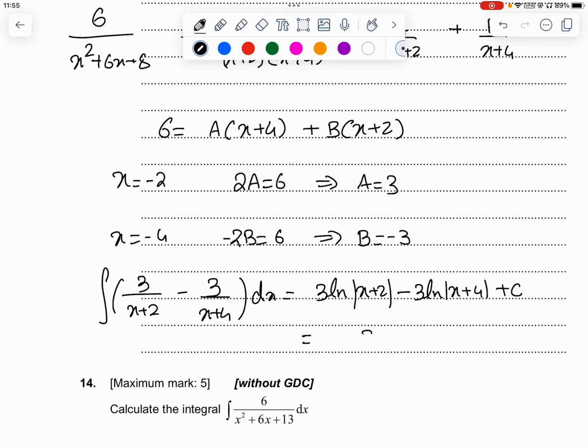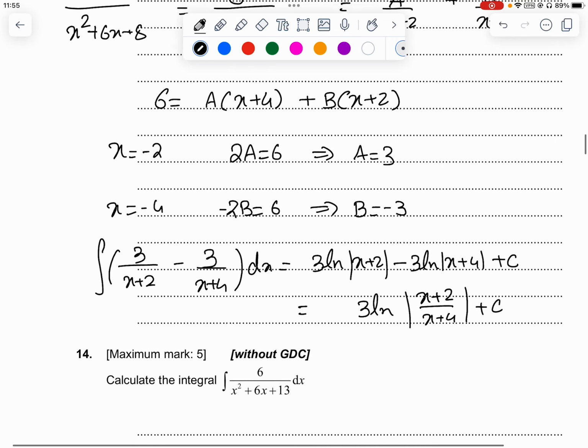So what does that become? 3 ln of (x plus 2) upon (x plus 4) plus c. This is going to be the answer.